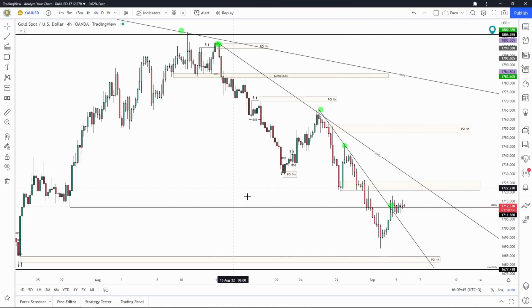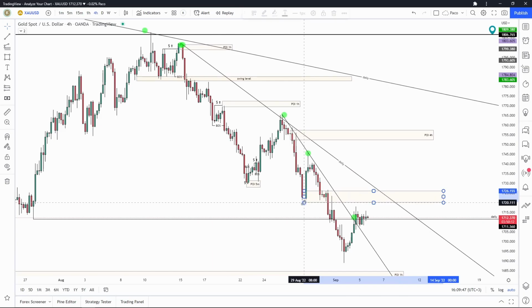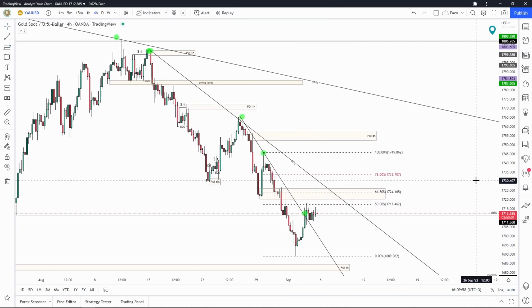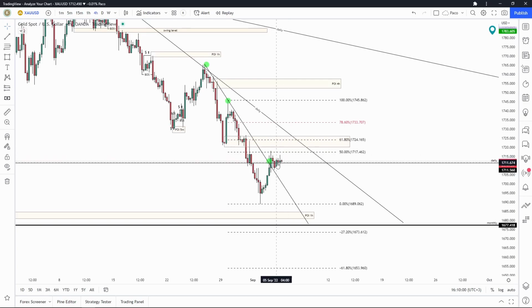Let me adjust it. Which can match with the Fibonacci repulsion. So now, what we expect is that the price can reach this swing level right here, matching with the Fibonacci retracement, and make a new bearish impulse to this monthly level right here.